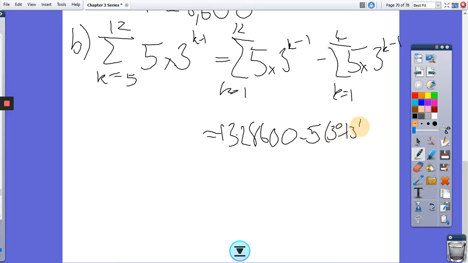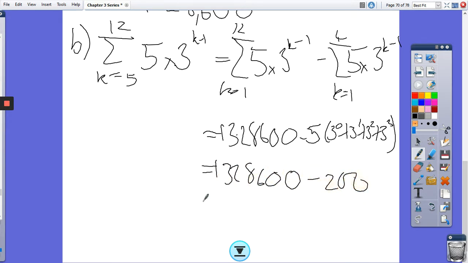plus 3 to the 1, 3 squared, 3 cubed. And do you know what? You could do that as a geometric series if you wanted to, or you can do what I did, which is just put it into your calculator. So you end up with 1,328,600 minus 200, which is going to be 1,328,400. There you go. So, little bit weird, but hopefully you understand the concept now that you can use one series, take away from the other, and that will complete the gap for you.